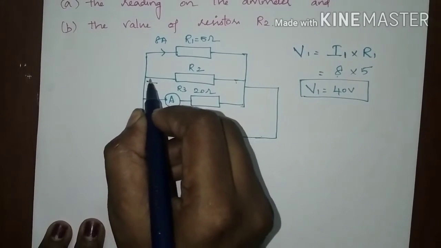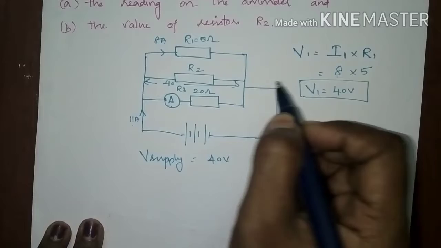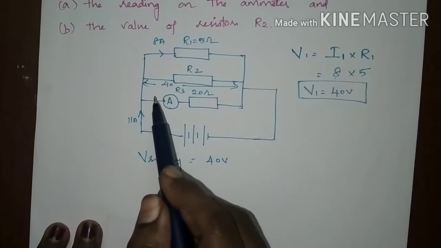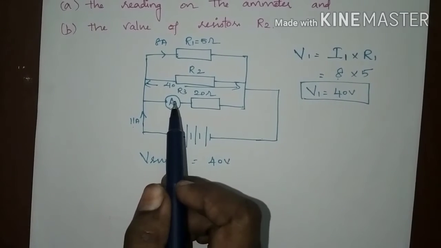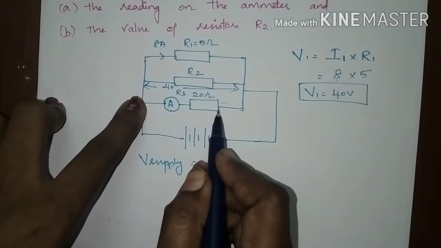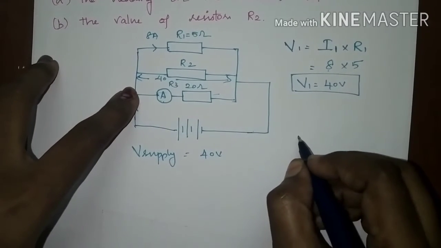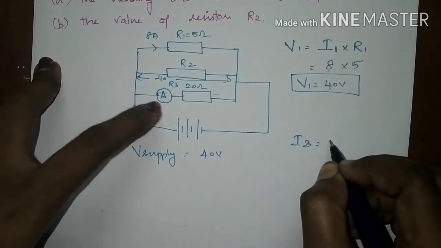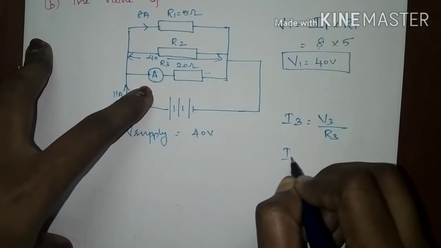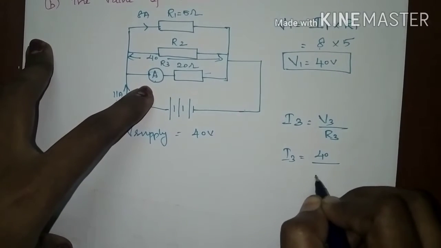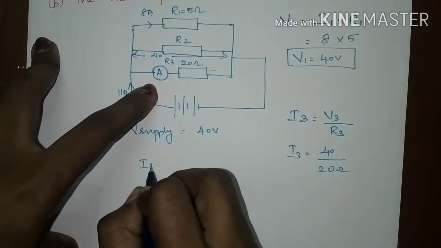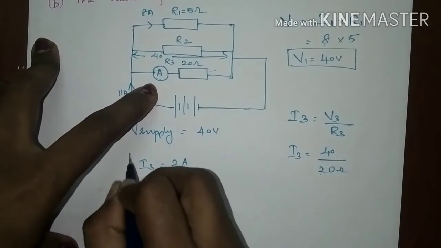Here 40 volt will be dropped across this R2 also. Now we can find the current flowing through R2 and the current flowing through R3. They have asked us the ammeter reading of this R3, 20 ohms. The voltage across R3 is also 40 volt. So the current flowing through the R3 resistor is V3 divided by R3. V3 is 40 volt, R3 is 20 ohms. So the value of I3 can be given as 2 ampere.